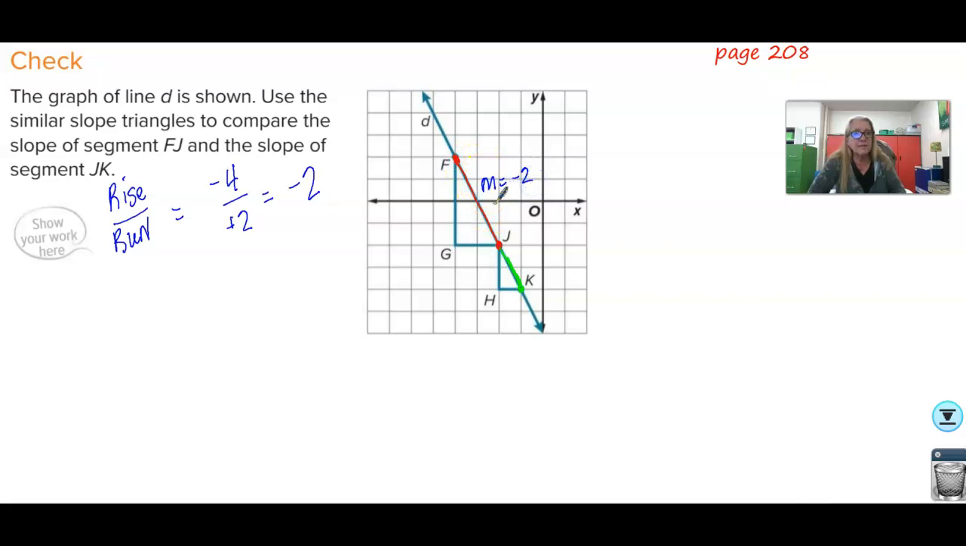Would slope dude agree that that's a nice negative? Heck yeah, he would.